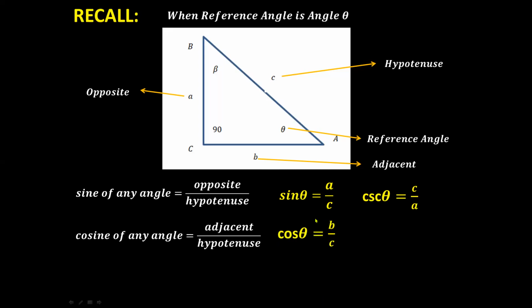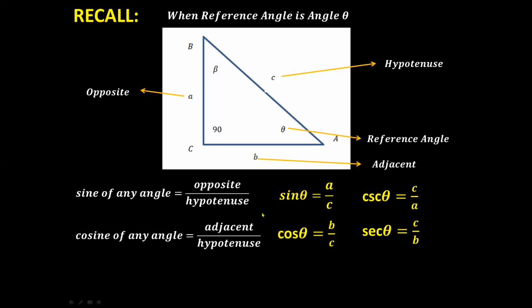Ang reciprocal naman ng cosine theta is actually secant theta. Kaya nga ang value ng secant theta natin ngayon is simply just the inverse of B over C. Hanapan lang natin ang reciprocal ng B over C. That is why secant theta is C over B.